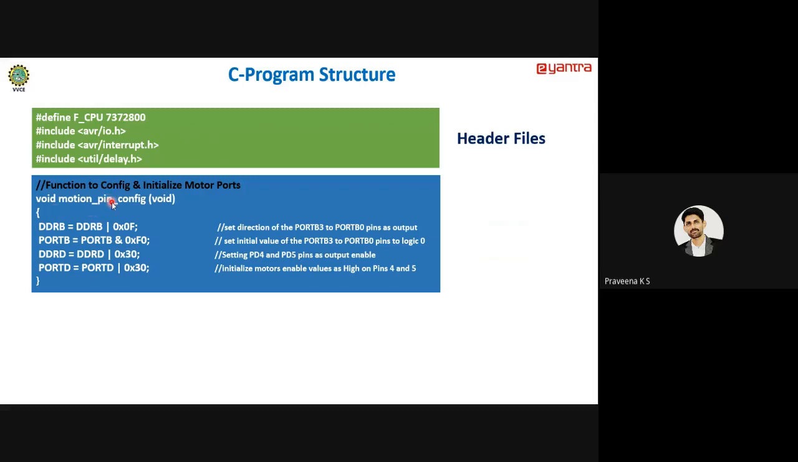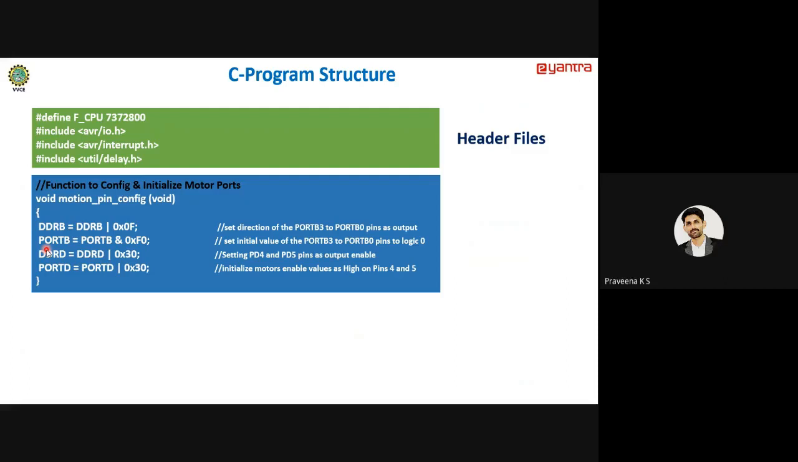So void motion pin configuration void. Because it returns nothing, that's why I have a void. Inside this, I have initialized all the pins. One is to set port B 0 to 3 as output. So direction I have to set first. DDRB is equal to DDRB OR of 0x0F. We have already seen this.